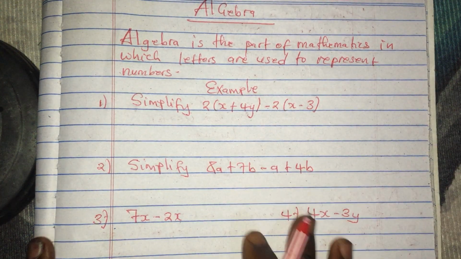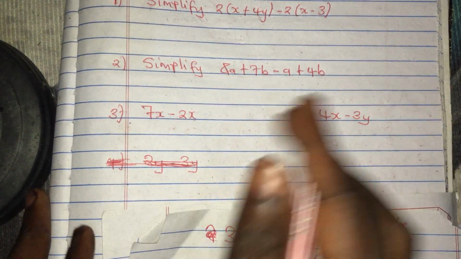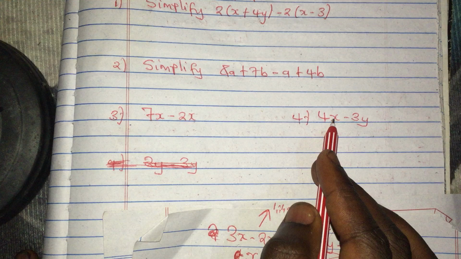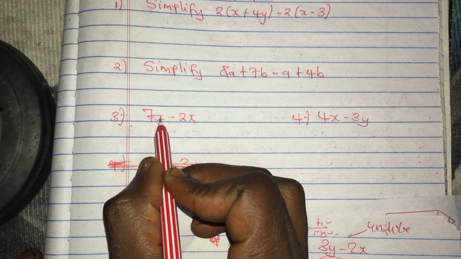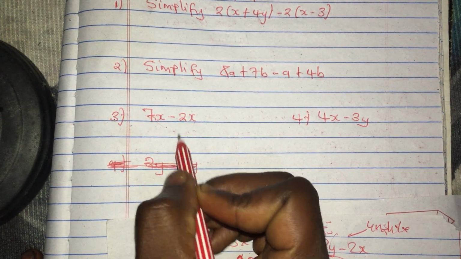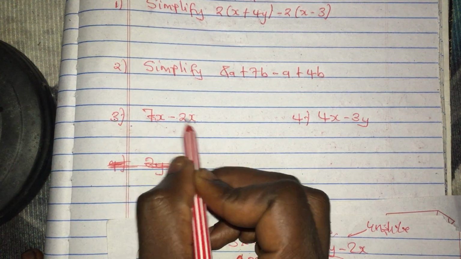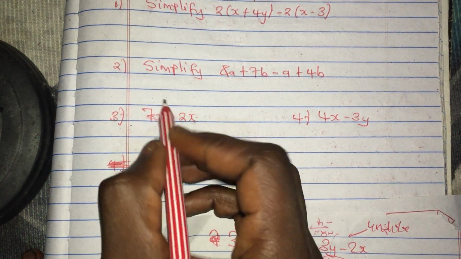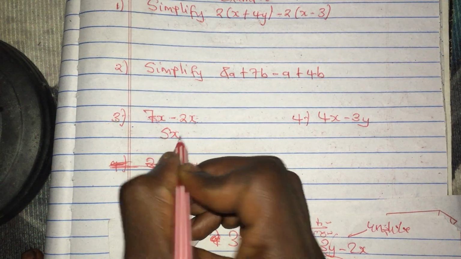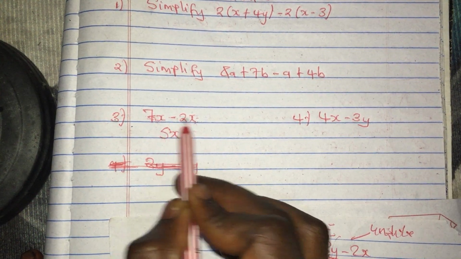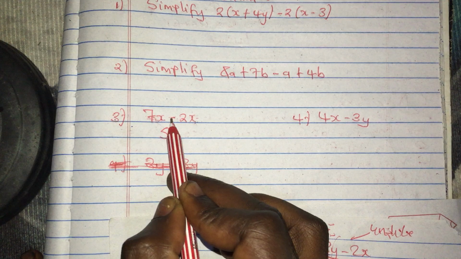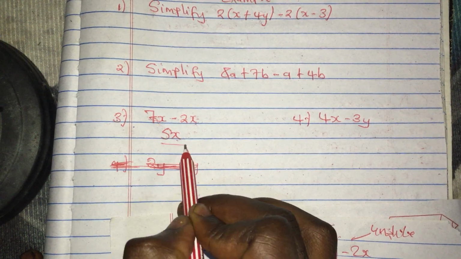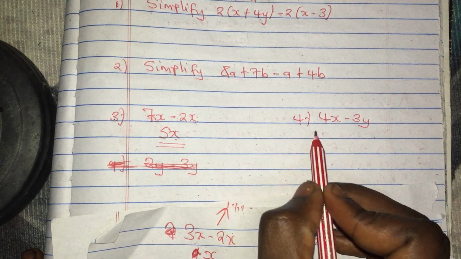Alright, so now what we're going to do here, number 3 and number 4: 7x minus 2x. You have seen, are these like terms? Yes. So 7 minus 2 is what? It's 5, then x. The common letter here is x. So it's 7 minus 2, it's what? It's 5x.